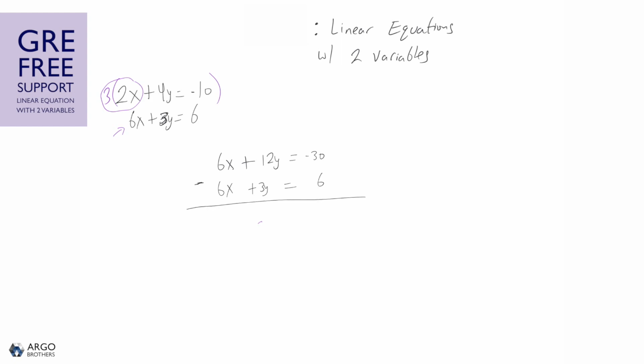So now what are we left with? 6x minus 6x, okay. 12y minus and a plus, so a minus and a plus gives you a minus, so it's 12y minus 3y, which is going to be 9y is equal to negative 30 minus 6, which is negative 36. And now if I divide by 9 on both sides, I should get y is equal to negative 4. Y is equal to negative 4. So let's go ahead and write that down here.